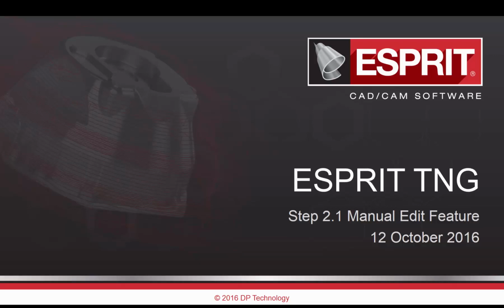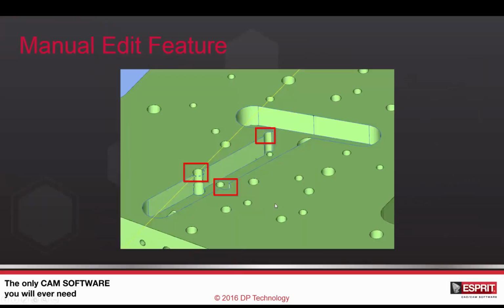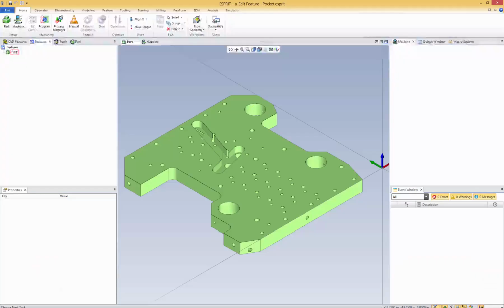And today I'm going to talk about the manual edit feature. So the manual edit feature is a new command that will help you manipulate your features to automatically remove parts that you don't want to machine. You will see this function is really easy to use, it's straightforward. So let's jump into Esprit to see how it works.